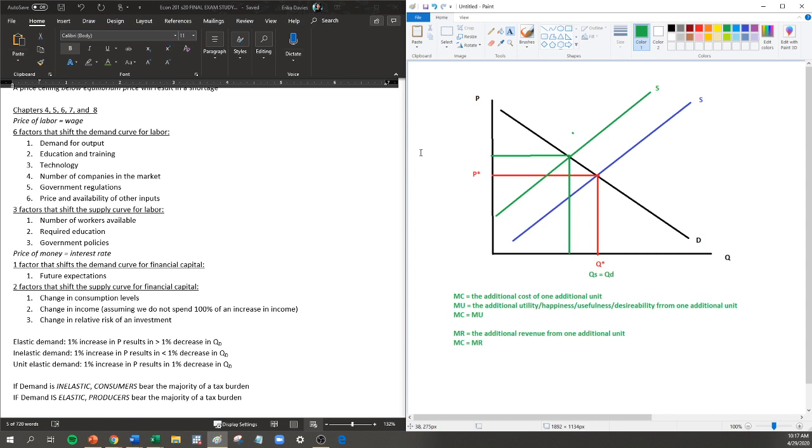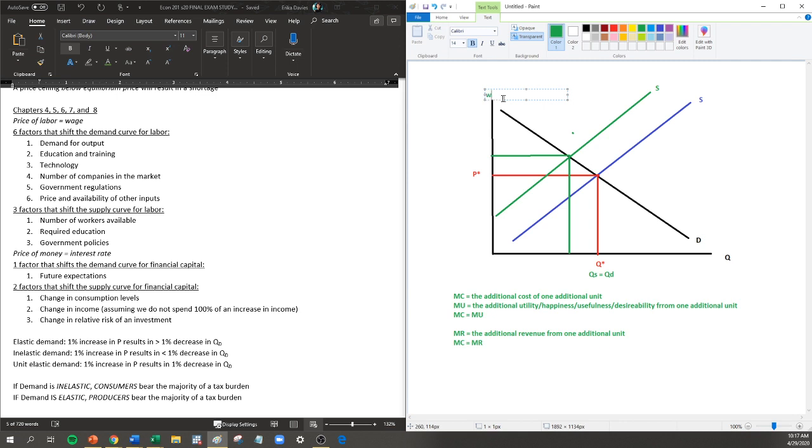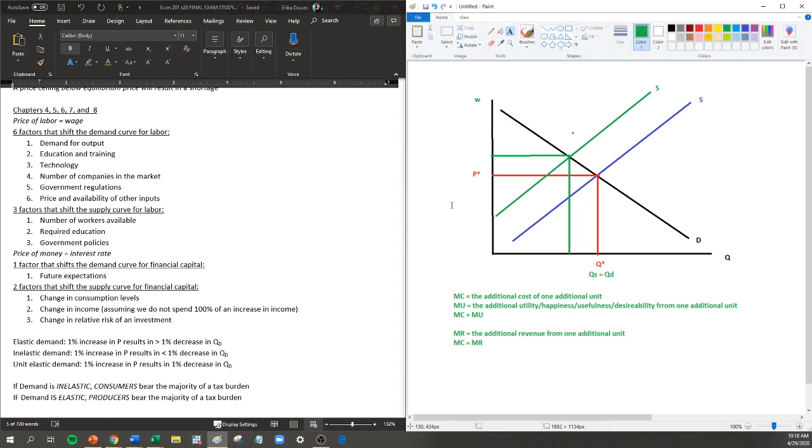The price of your labor is your wage. That's what we call that. So a little hint, if you see a supply and demand diagram, and instead of our friend price up here on the y-axis, you see a little W, that's a little hint that we're talking about the labor market. Okay. Things that shift the demand curve for labor, demand for output.